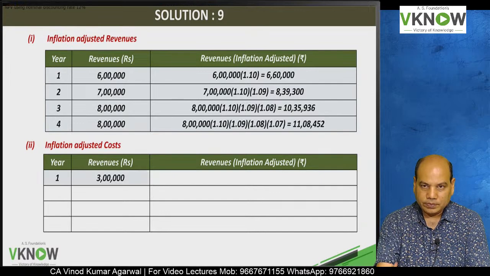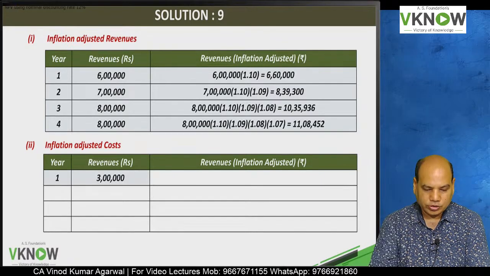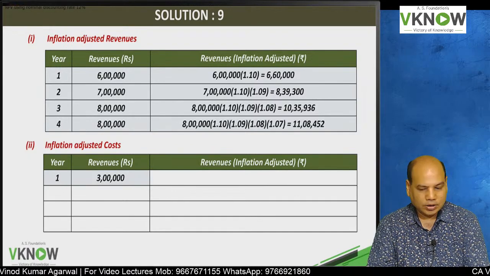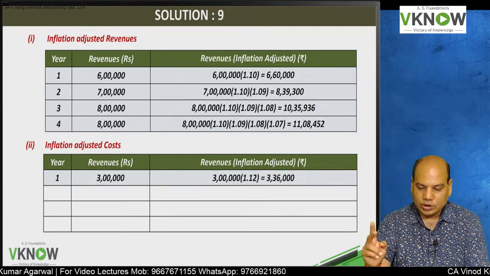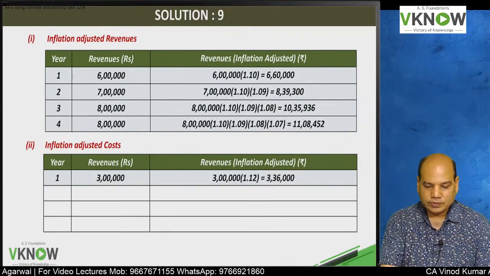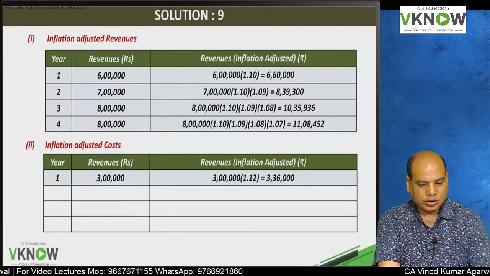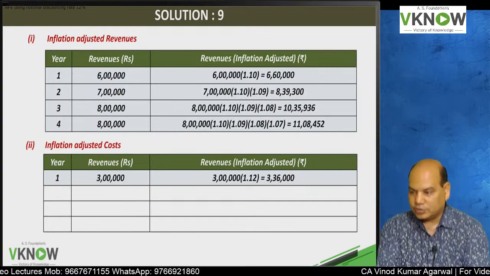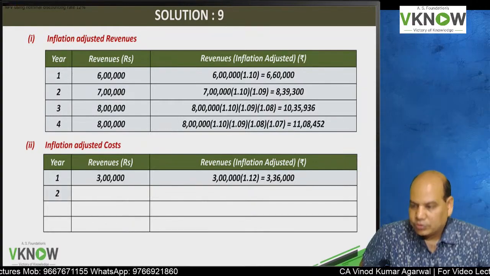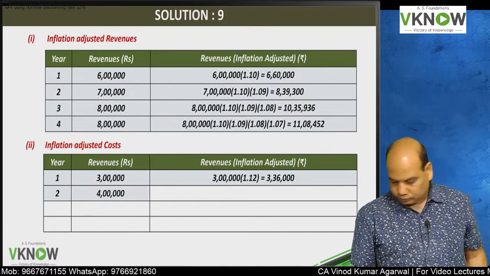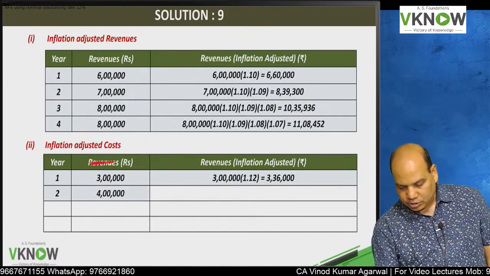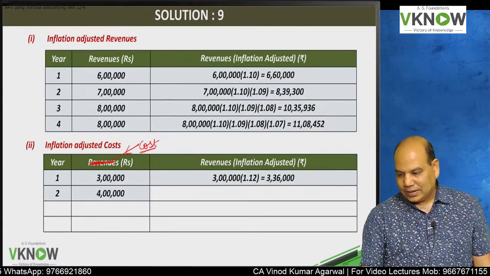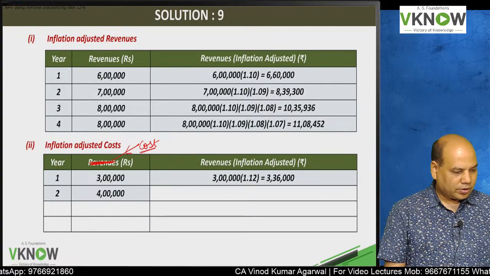In the same way, we'll calculate for cost also. First year cost is 3 lakh in real terms. For cost the inflation is 12%. Oh my god. Okay, so you add 12%, 3,36,000. Then in the second year the cost is, the second column should be cost.